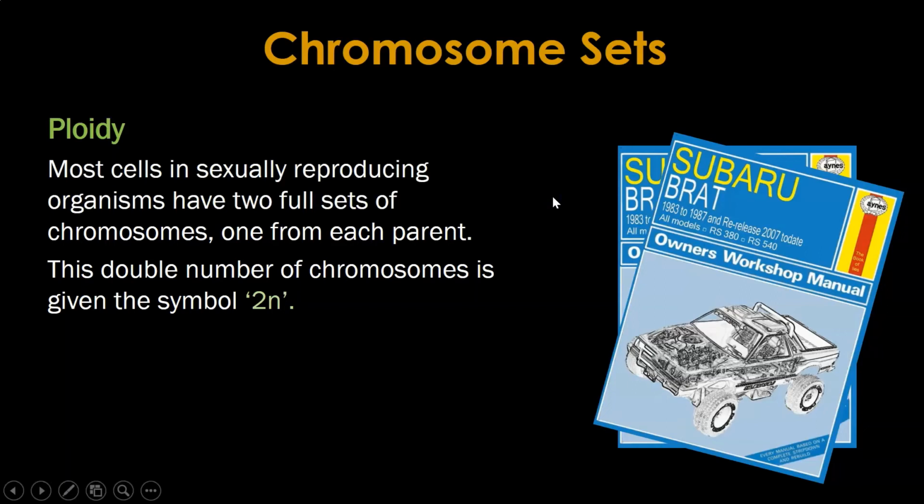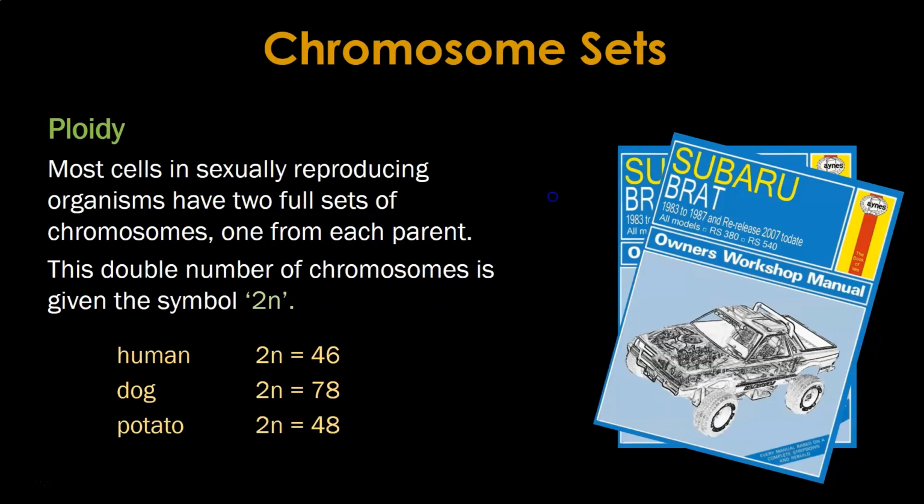Well, now, if there's two full sets of instructions, the symbol is 2n because there's two complete manuals. And so, obviously, if n is 23 for humans, then 2n for humans is 46. For dogs, 2n is 78. And for potatoes, 2n is 48. So in each case, double the n number, the number of pages for just one instruction manual.